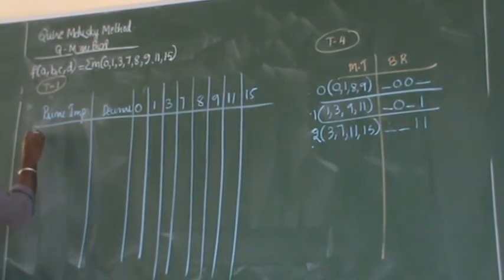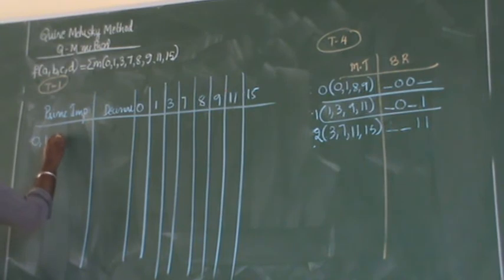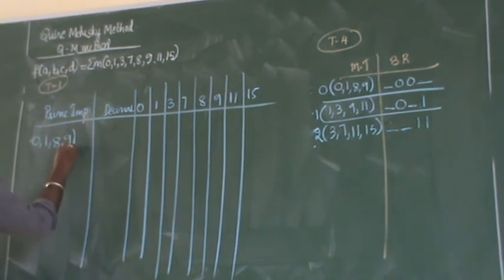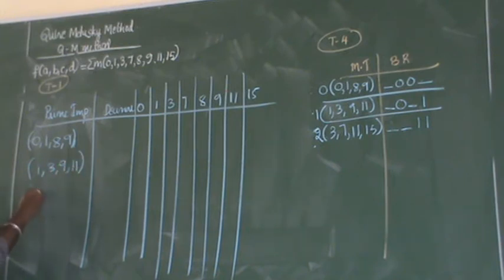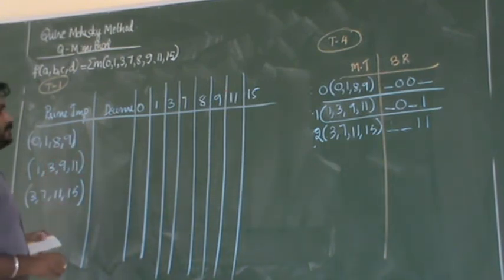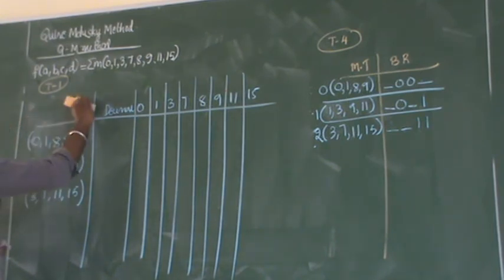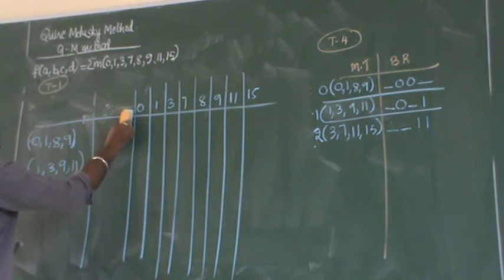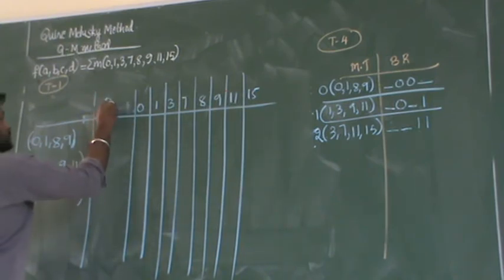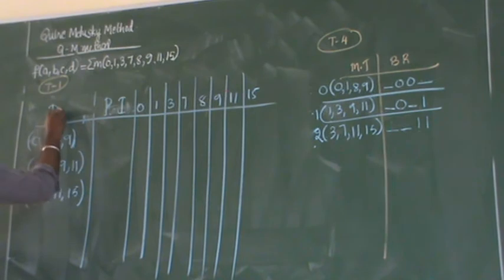Okay. So 0, 1, 8, 9. Next is 1, 3, 9 and 11. 3, 7, 11 and 15. So now, what is the decimal equivalent for that? So this is the decimal equivalent. Okay, just make a change there. So these are the prime implicants and these are the decimal equivalents. This is the decimal number, right?